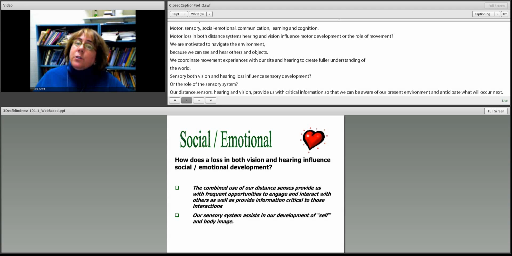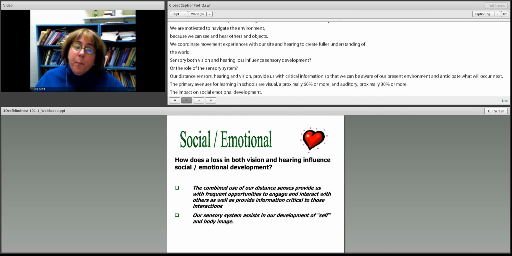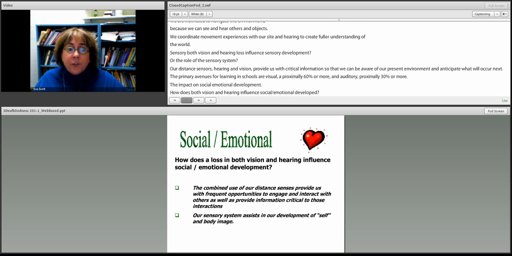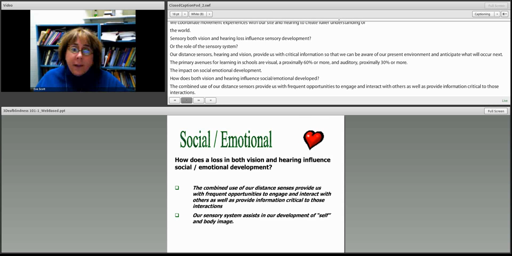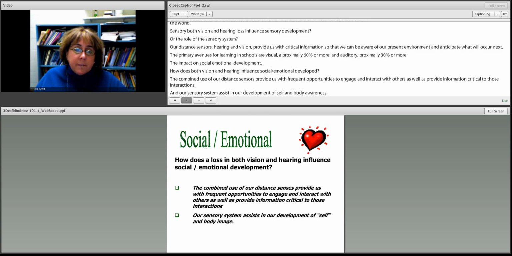The impact on social emotional development. How does both vision and hearing influence social emotional development? The combined use of our distant senses provide us with frequent opportunities to engage and interact with others, as well as provide information critical to those interactions. And our sensory system assists in our development of self and body awareness, including ourselves in relation to other people and other objects.